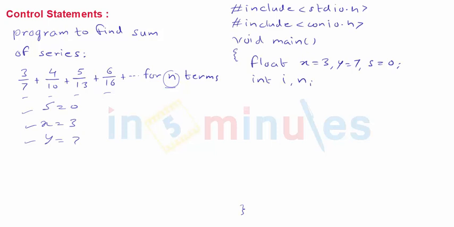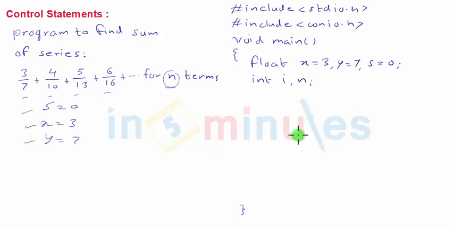So the program will start with the normal hash include commands, then main. In that we need to define float x, y variables and the summation variable. x initialized to 3, y initialized to 7. i and n for looping, and then some process you have to repeat. What process will we be doing over here, as discussed.